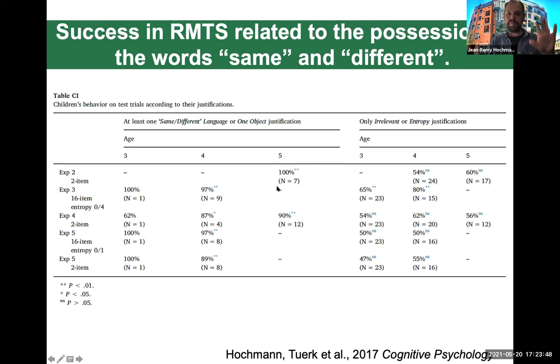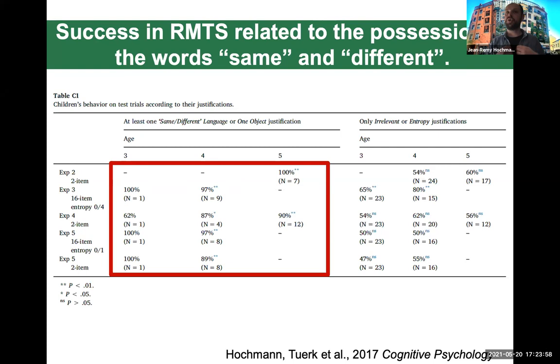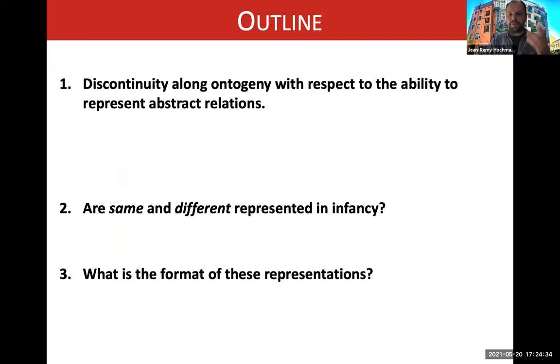And another piece of evidence that supports this idea is that, you don't need to understand the details of this, but these are the different experiments that we've run. And we just separated participants in each experiment between those who spontaneously used the words same and different when they were supposed to explain what they had done. You can see that those participants are almost at ceiling in all of our tasks. Whereas those who don't use the words same and different are at chance in all of the tasks except one, the task where they could use entropy. Okay, so that suggests that using the words same and different is what you need to pass these tasks. Or at least that's a suggestion.